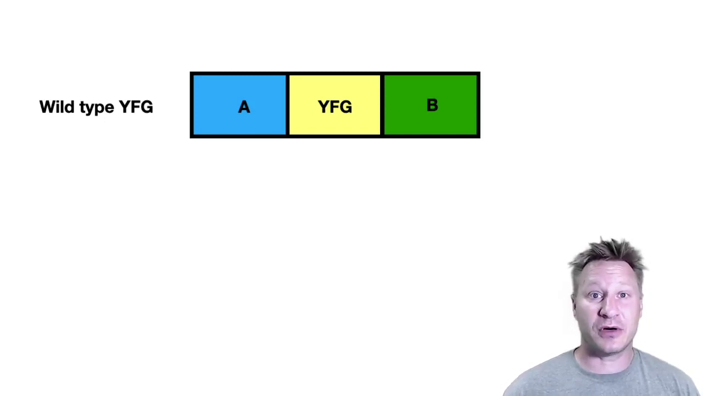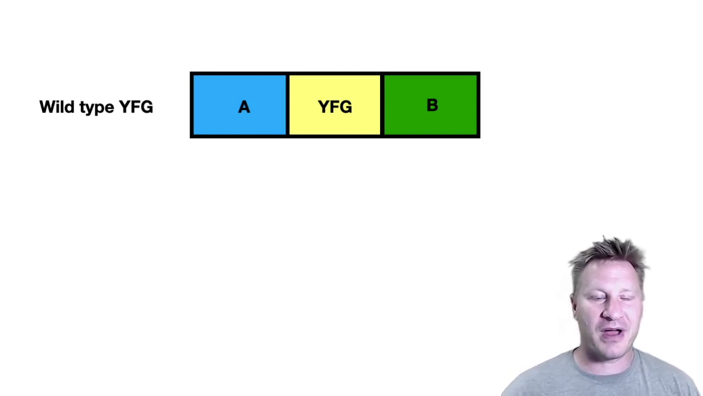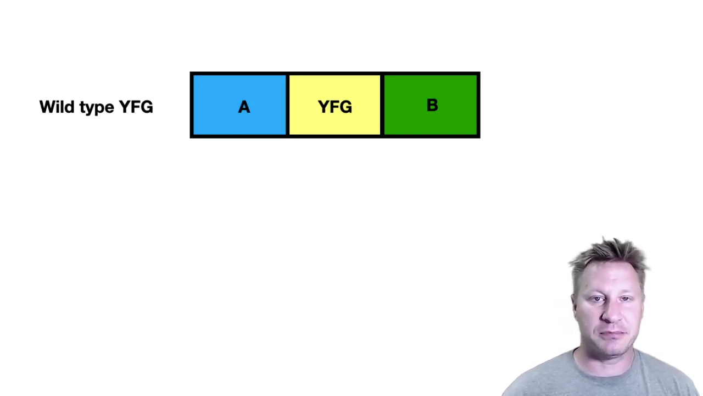So first things first, I'm going to introduce you to the region of the genome that I'm going to be manipulating as part of this little module here. I'm going to work with YFG, which is your favorite gene. The first thing we have to do for actually manipulating the genome is to identify regions upstream and downstream of this YFG region that we actually want to manipulate. I've got the upstream region here labeled A. I've got the downstream region here labeled B. A is in blue, B is in green.